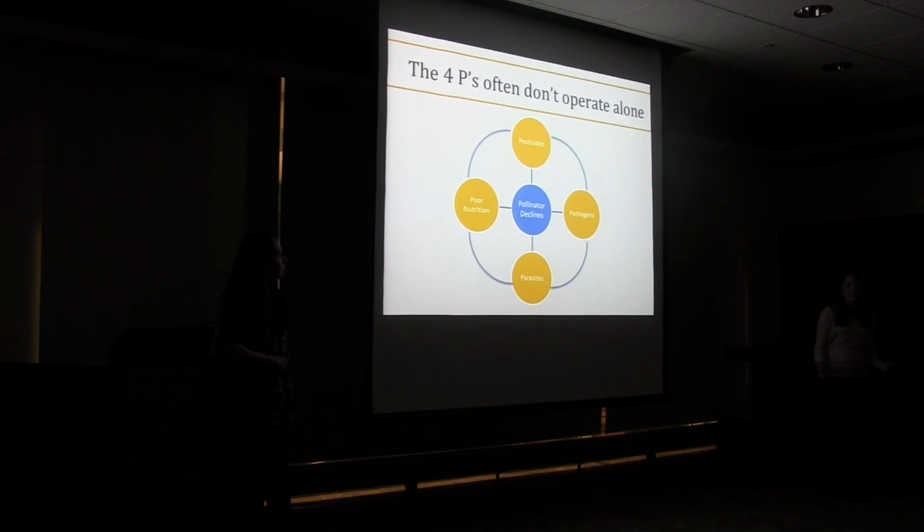And so what Erin and I are trying to really push into you guys is that there is no one silver bullet that's causing this bee decline. It's an interaction between all of these different factors that are occurring. So interactions between pesticides, pathogens, parasites, and poor nutrition.